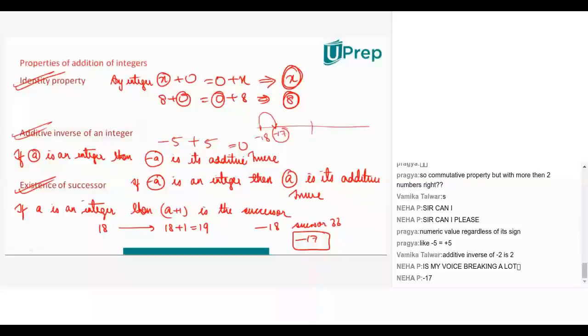Chalo. Has everyone copied this? Can I move to the next slide? Actually, I haven't copied it, but you can go because everything is in the ebook. Okay.